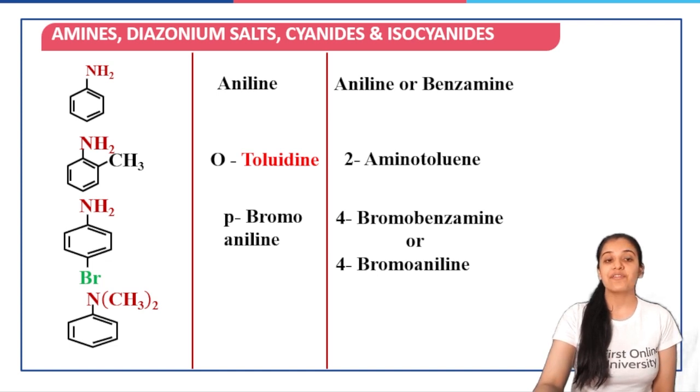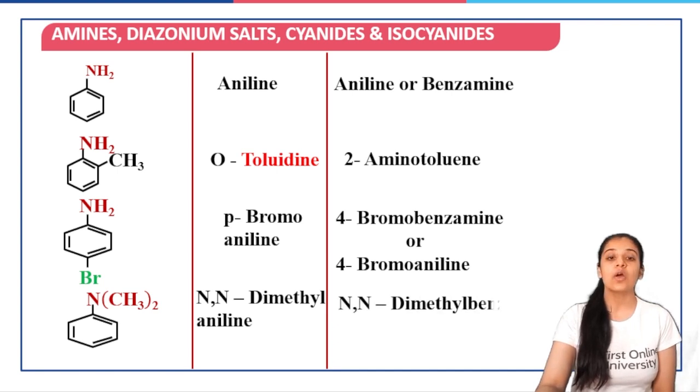Then we can also have an N,N-dimethyl group present. So N,N-dimethylaniline, and the IUPAC name will be N,N-dimethylbenzenamine.